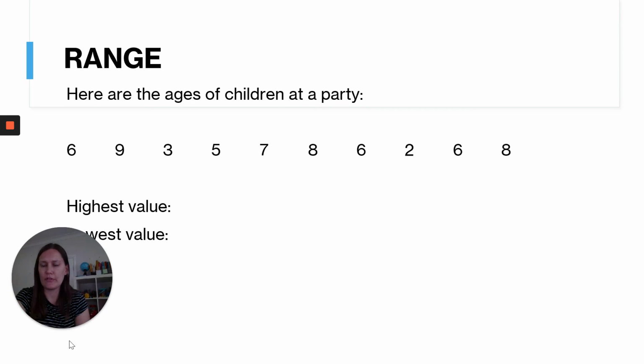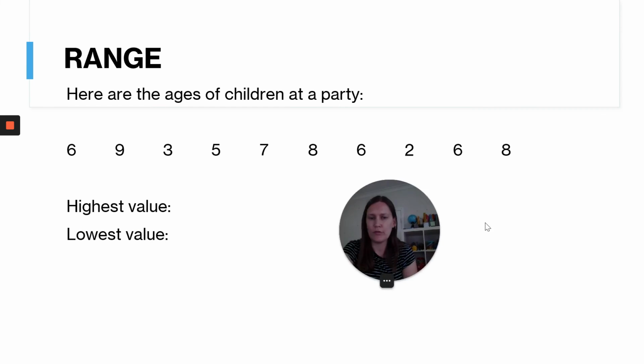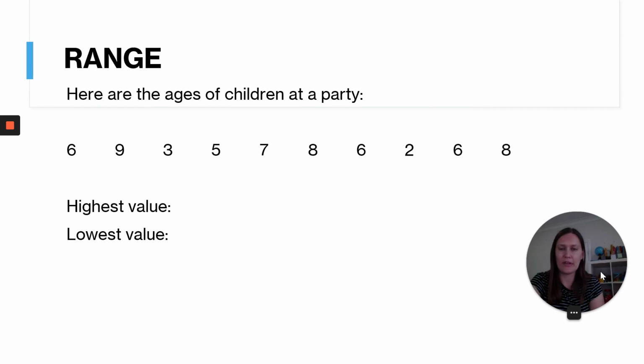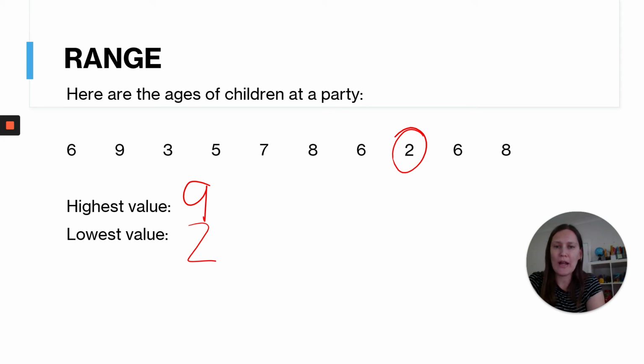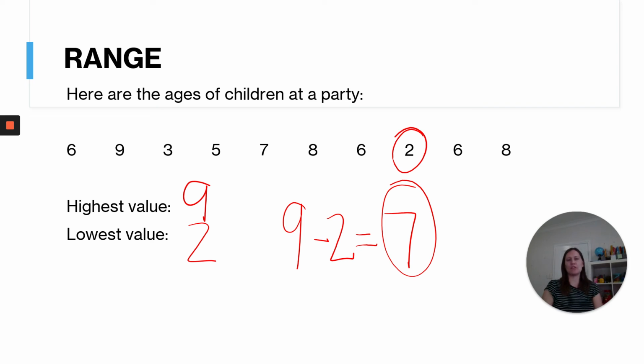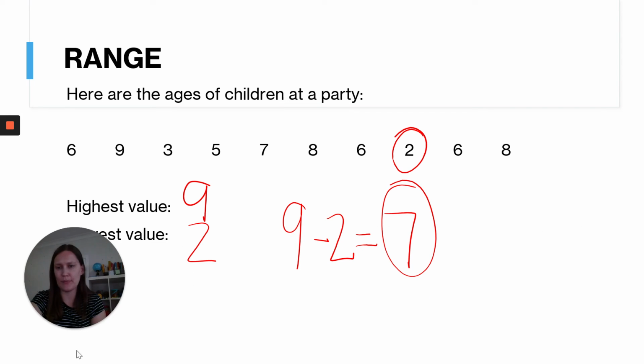Let me move myself over here for a second. Okay, so the highest value here, the oldest child was 9, and the youngest child, 2. So my range is going to be my 9, take 2, which is 7. So the range of the data, the range from the smallest to the largest number in this set of data is 7.